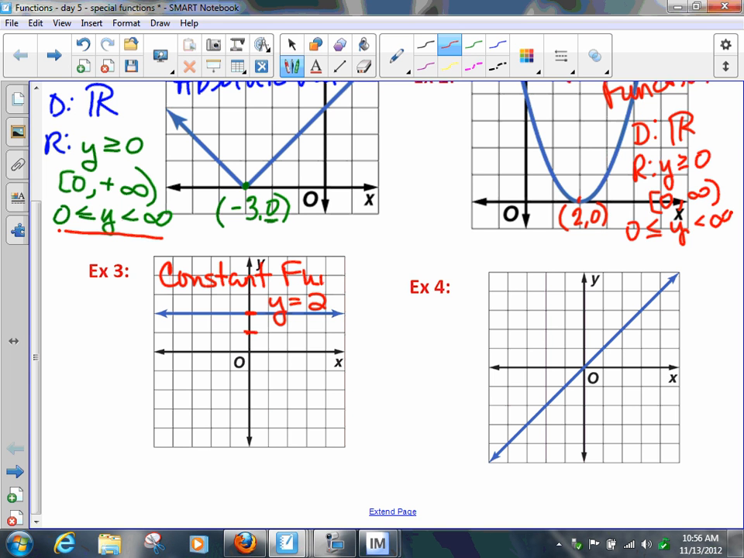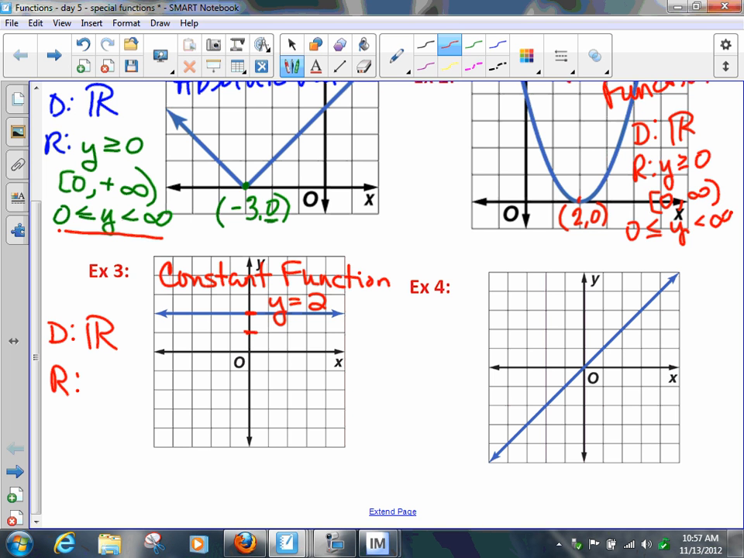What is a constant in math? It's a number, right? It's just a plain old number. Well, what's our plain old number for this? 2, plain old 2, okay? Let's talk about domain and range. Domain, that's easy. What's it going to be? Do you guys agree, all reals? Yeah?